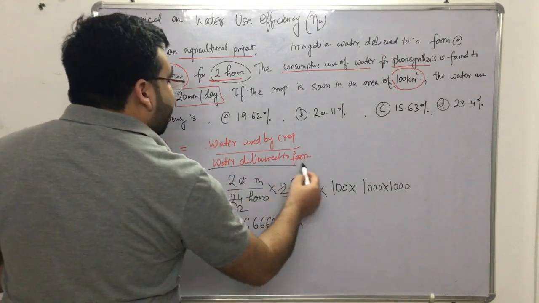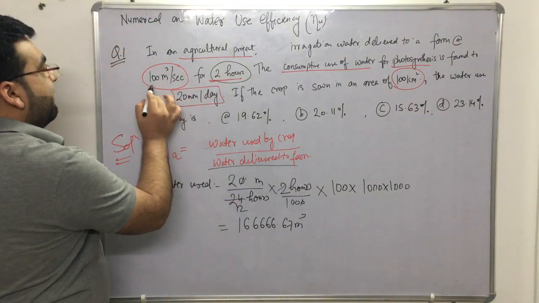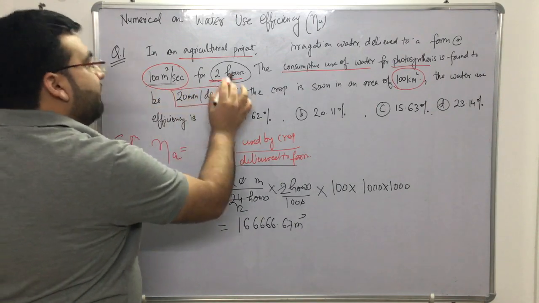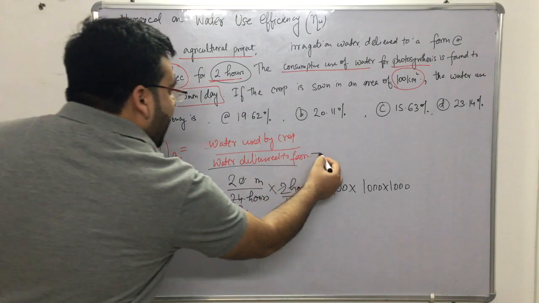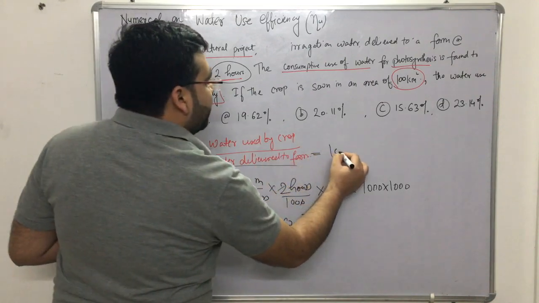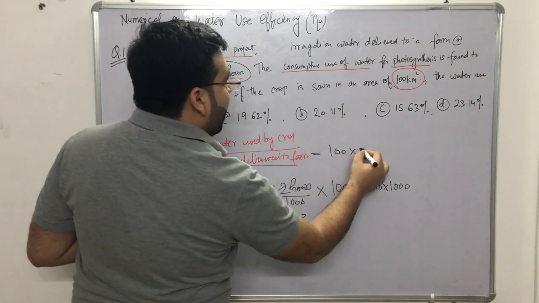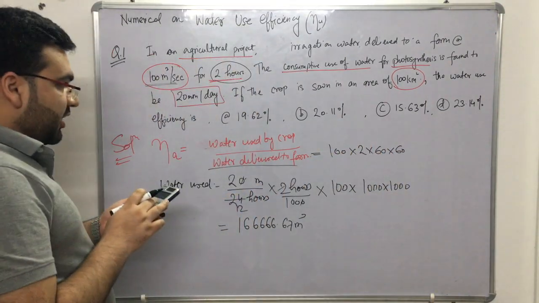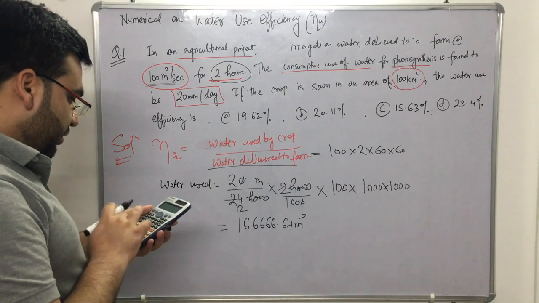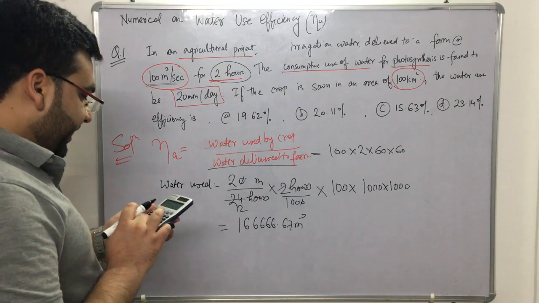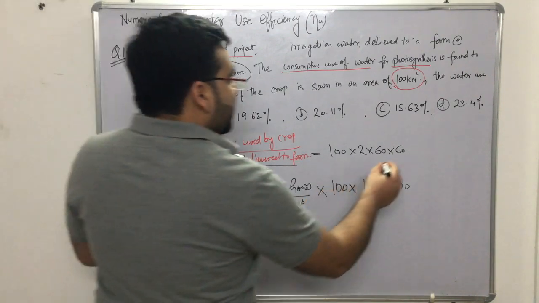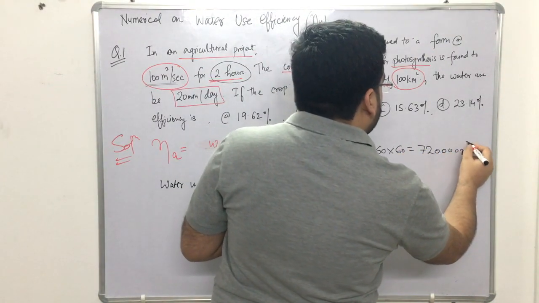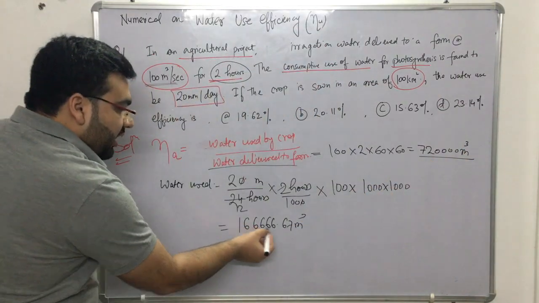Now what is the water delivered to the farm? Water delivered to the farm is at the rate of 100 meter cube per second for 2 hours. So it will be equal to 100 meter cube per second for 2 hours, and 2 hours has 60 minutes and a minute has 60 seconds. So 200 into 3600, it is 7,20,000 meter cube of water delivered to the plants, and how much is used?